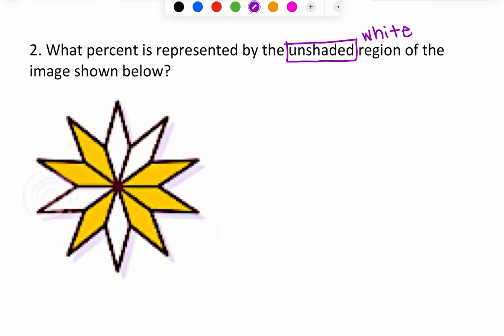So we just talked about the total always goes on the bottom, and pictures are fractions. So I need to start with my fraction. Even though it wants a percent, I have to start with my fraction first. So I have 1, 2, 3, 4, 5, 6, 7, 8, 9, 10. So my total is 10. And this time we want the white because it says unshaded. So 1, 2, 3, 4.